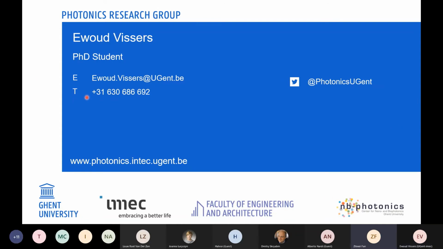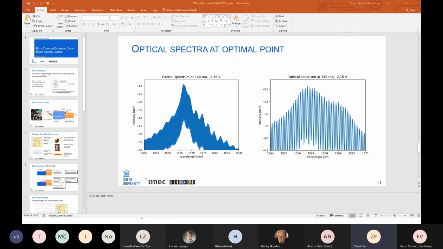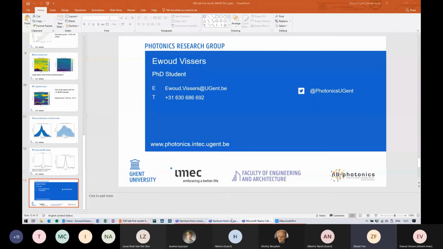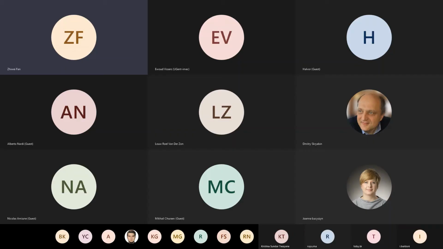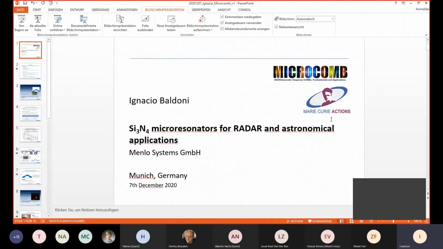Mr. Ignacio Baldoni from Menlo Systems, and his talk is about microresonators for radar and astronomy applications. My name is Ignacio Baldoni. I am working at Menlo Systems, and the presentation that I will give today is about applications for silicon nitride microresonators, especially in radar and astronomical fields.